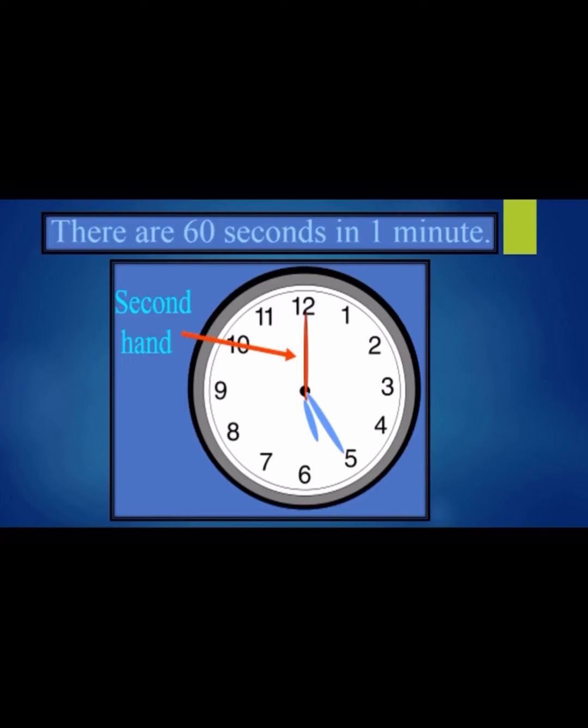And yes, let's talk about the third hand. This is the fastest hand among all and is called the second hand. It takes 60 seconds to complete 1 minute.